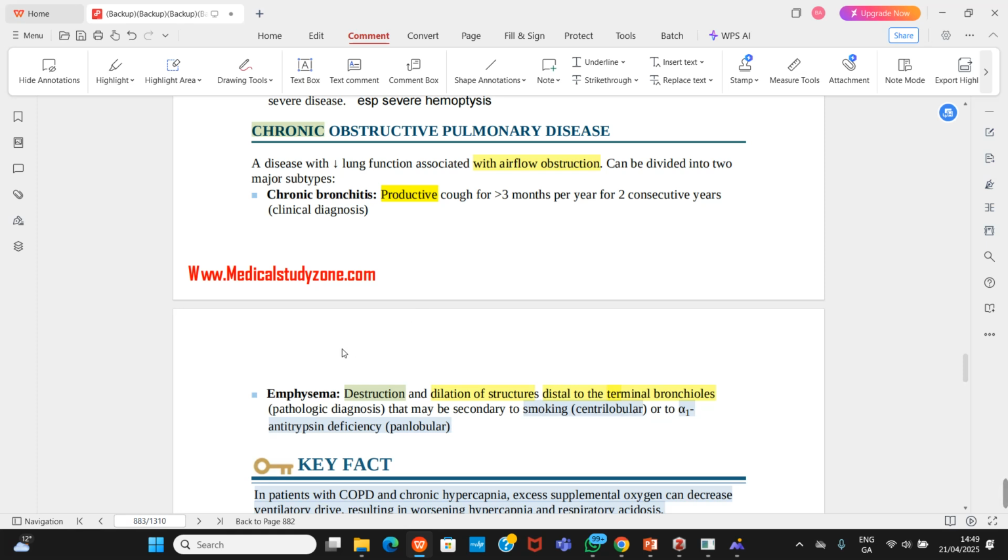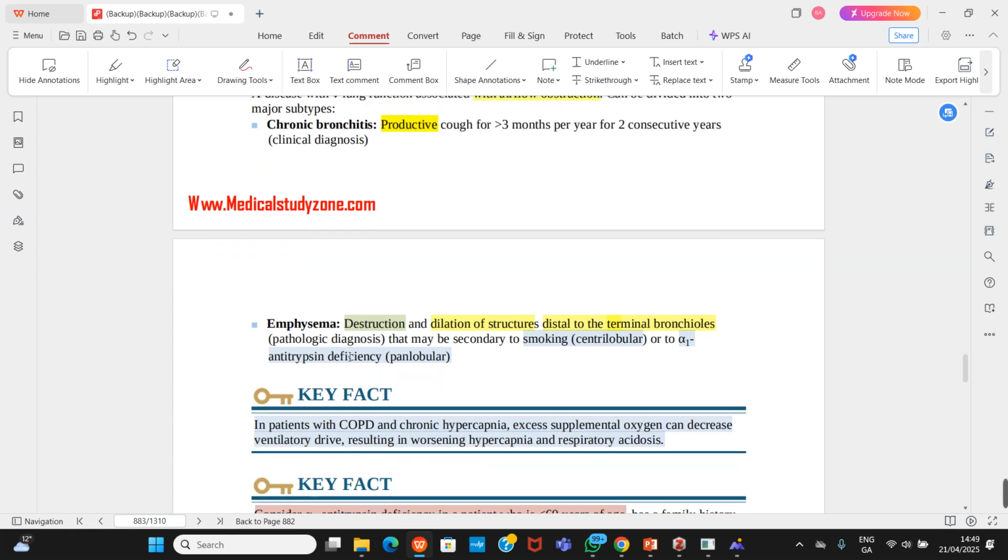Emphysema is not clinical. Emphysema is a pathologic diagnosis. You have to do a lung check to see the damage. So it is the pathologists, people with morbid anatomy, who can make the diagnosis of emphysema. What happens in emphysema is that there is destruction and dilatation of the structures distal to the terminal bronchioles. So there is destruction and dilatation of the respiratory bronchioles and the alveoli.